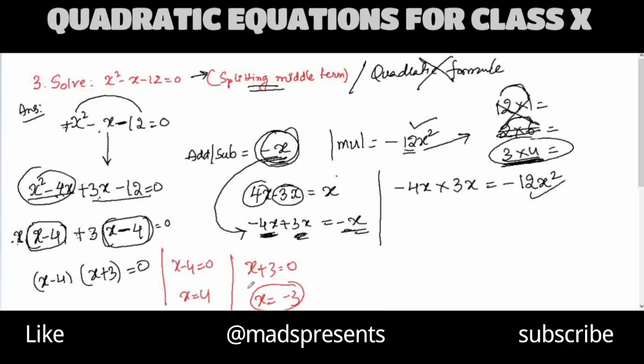See, it is a quadratic equation, so we will get two values. One is x equal to 4. Another one is x equal to minus 3. You take x equal to 4 and put it in the equation, it will satisfy. You take x equal to minus 3 and put it in the equation, it will satisfy.